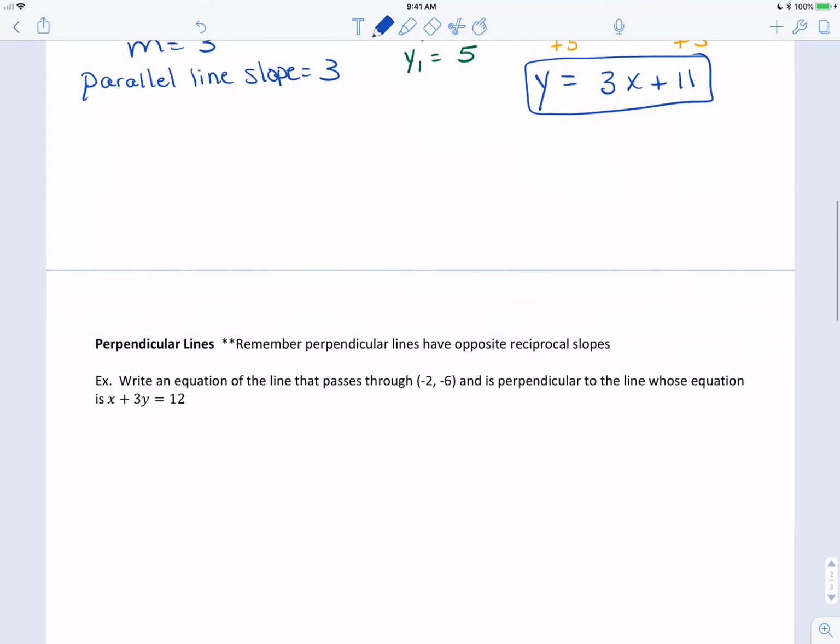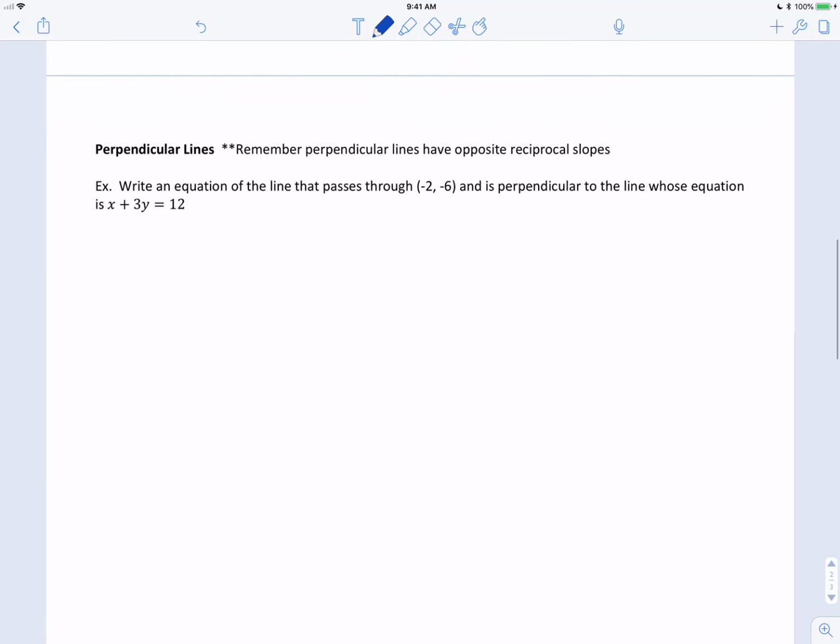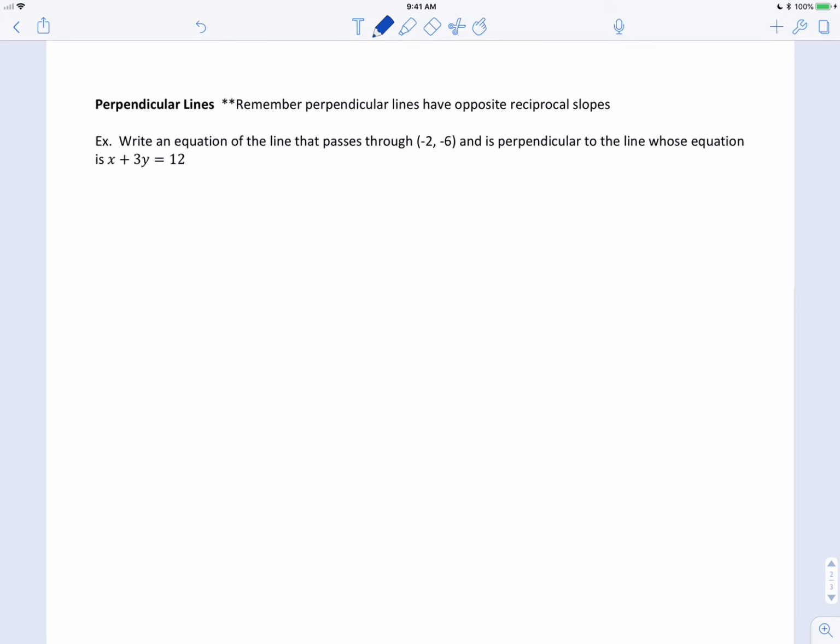All right, so now let's do one with a perpendicular line. So remember that our perpendicular lines have opposite reciprocal slopes. So perpendicular, remember that means change the sign and flip the fraction. All right, so we're given, write the equation of a line that passes through -2, -6, and is perpendicular to this equation.